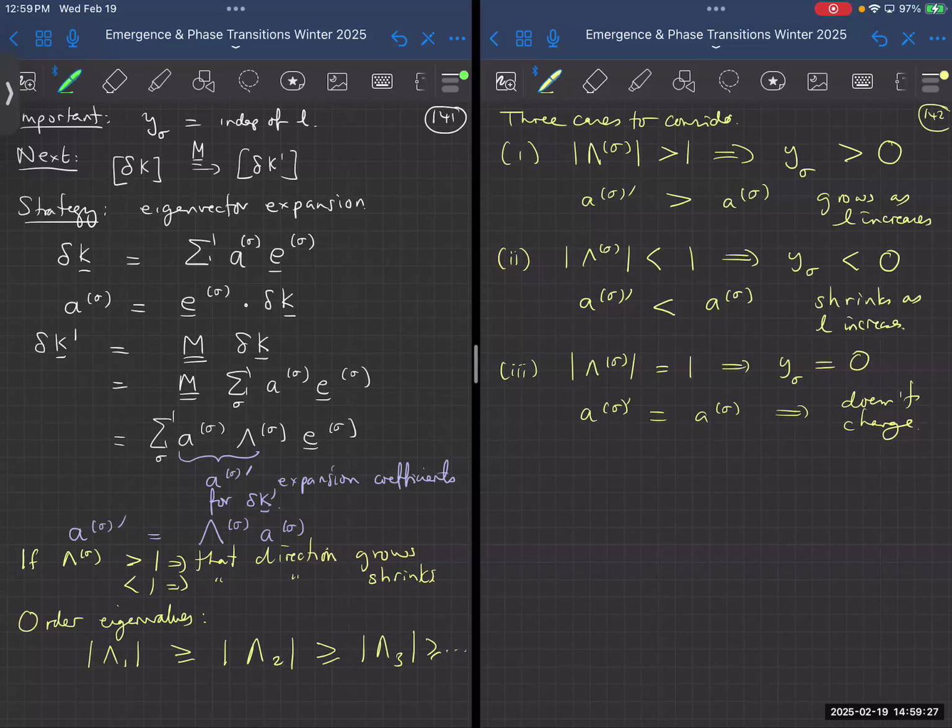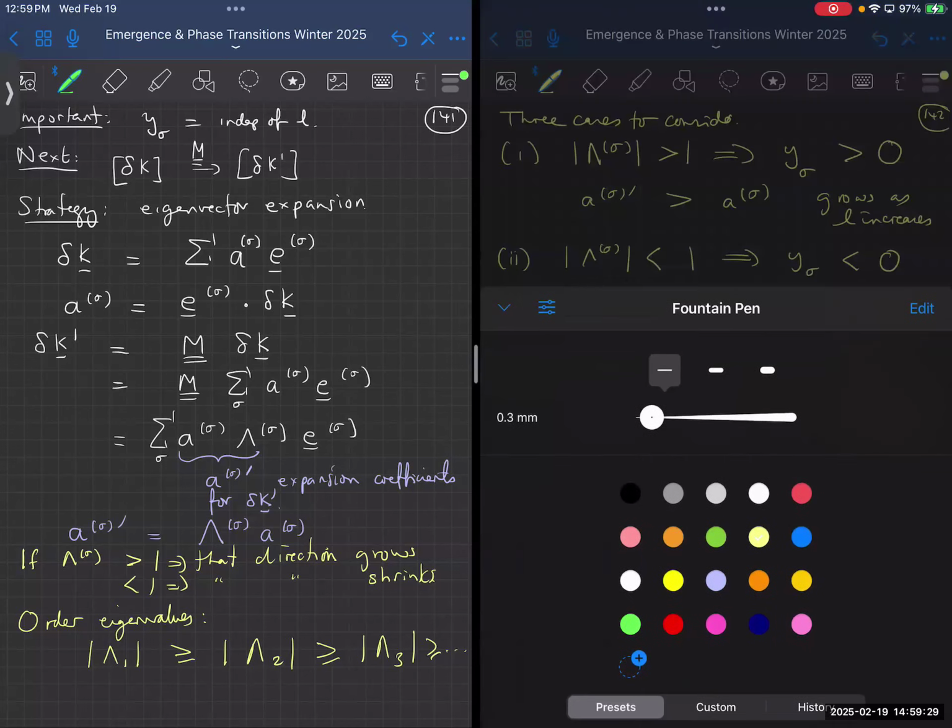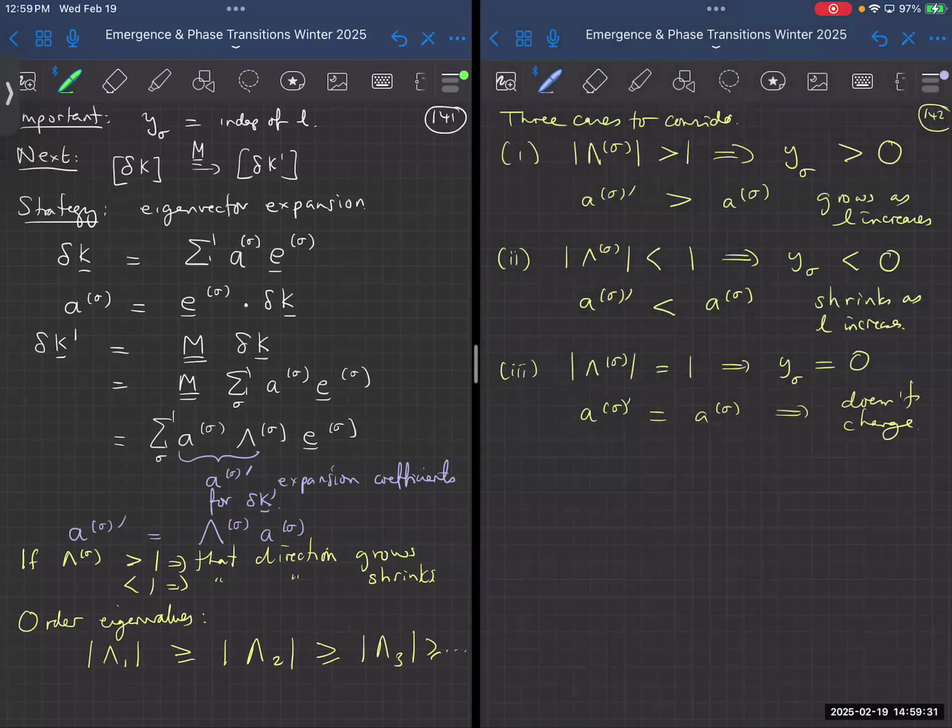Okay, now this last case, I don't want to spend much time thinking about it. This case is called the marginal case, and we're basically not going to be saying very much about it. The first case where they actually grow, we're going to call that relevant. And the other case we're going to call irrelevant.